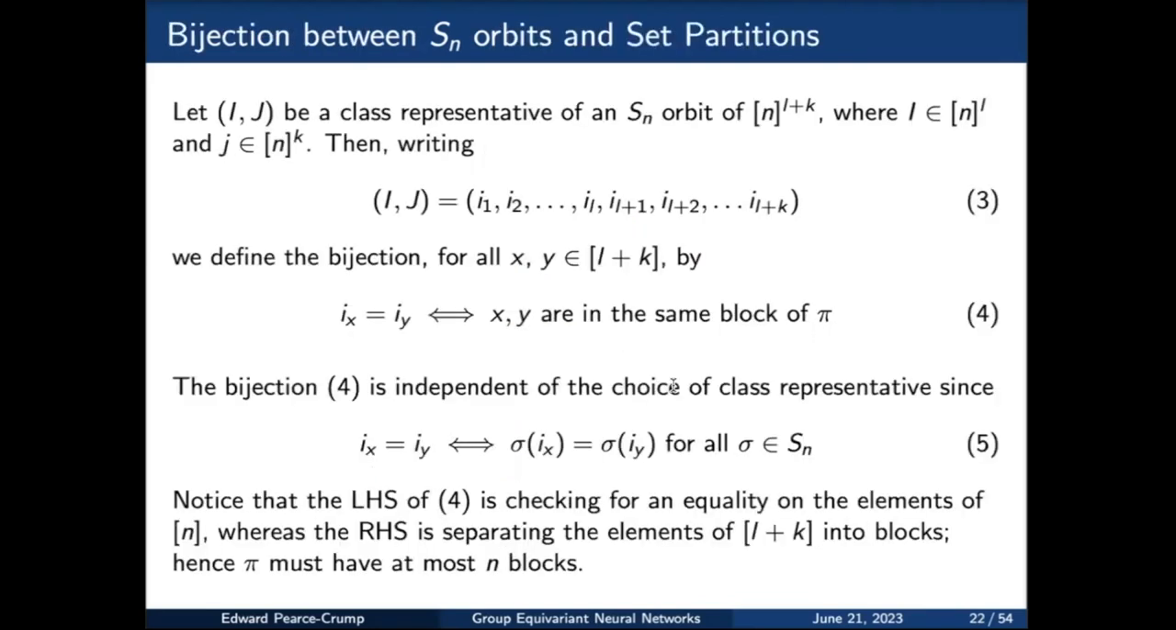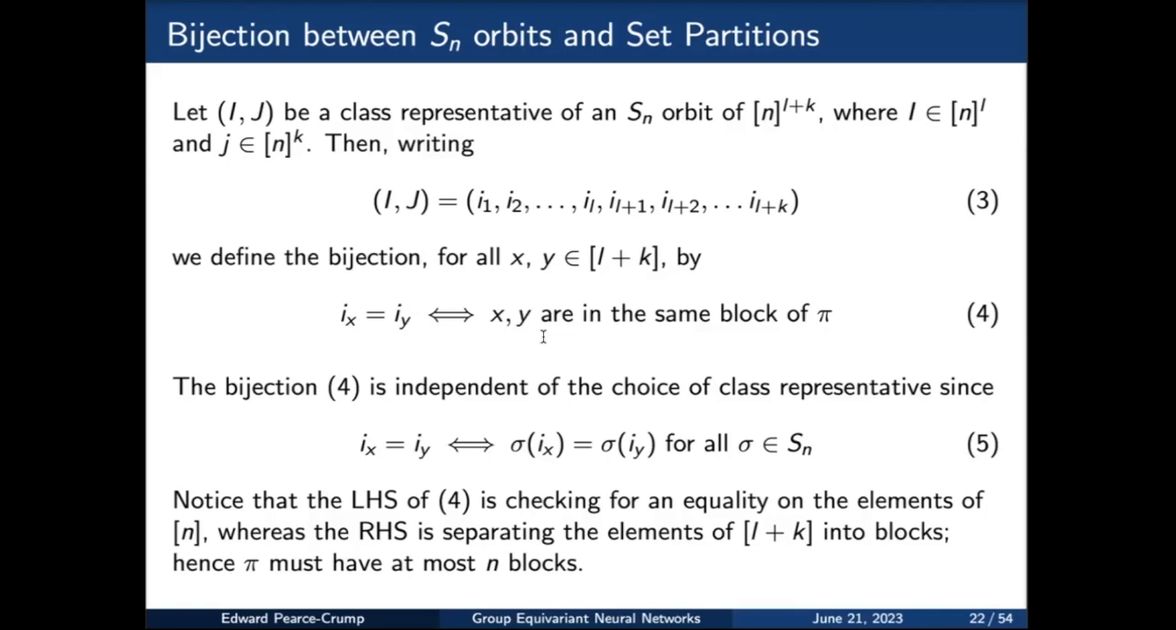This looks a bit complicated, but again, I'll walk you through it. Here we have the set I was talking about, these L plus K length tuples. Suppose we have some representative I of an orbit. Now I'm taking an actual orbit under the S_N action, and I can write this tuple as I with some index, where the index runs from 1 through to L plus K. And we define the bijection as follows: two numbers in our tuple are the same if and only if their indices are in the same block, the same subset of our set partition.